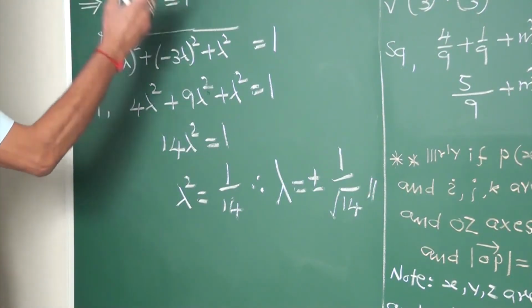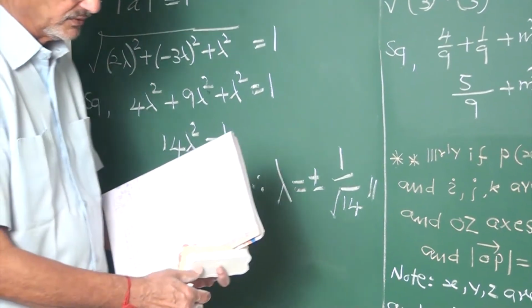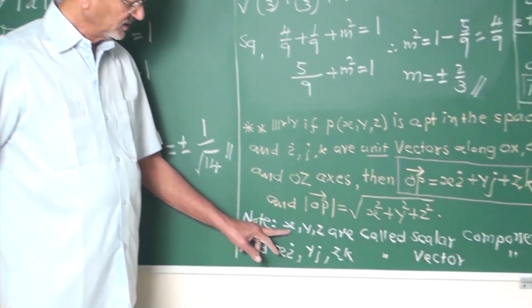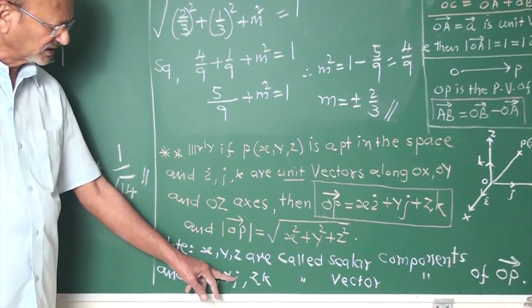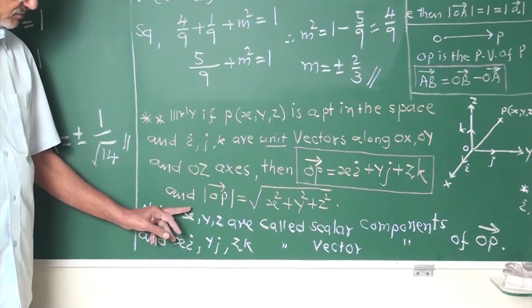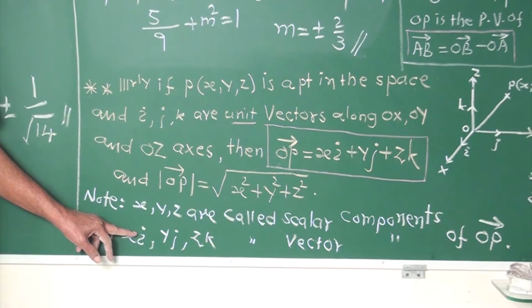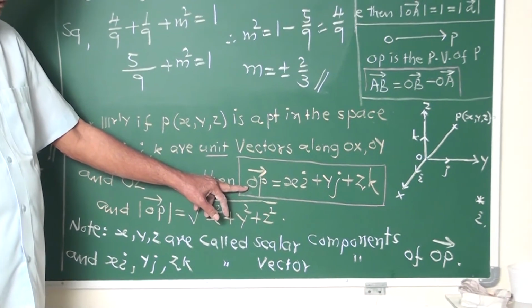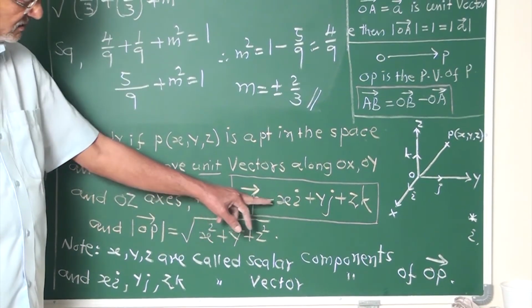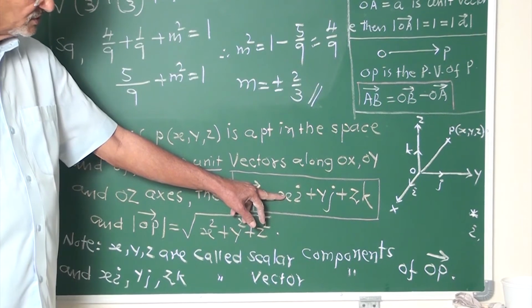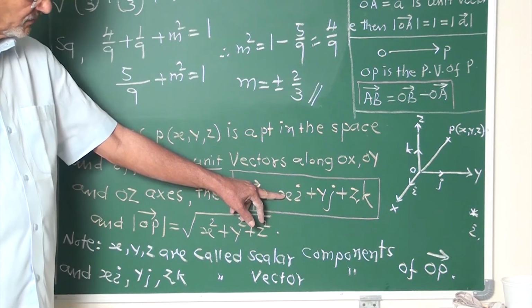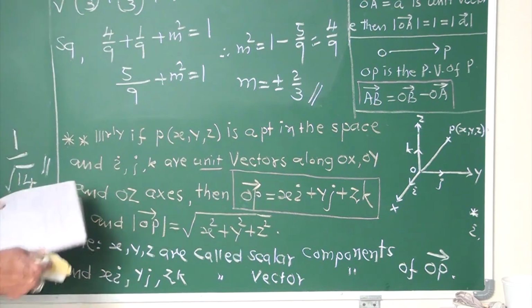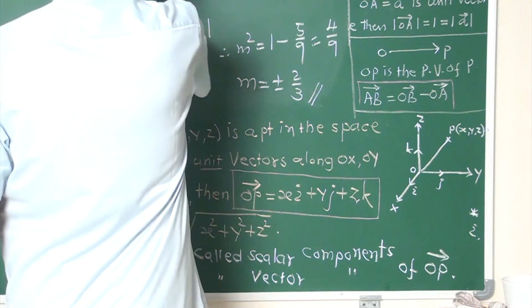Now this is the second example, same type. Next, my friends, I do one example connected with how to find the scalar components as well as vector components of the given vector. Then we have to express the given vector in the form of OP, position vector OP. Then, my friends, coefficients of ijk are scalar components, and including ijk, they are vector components. One example based on that.